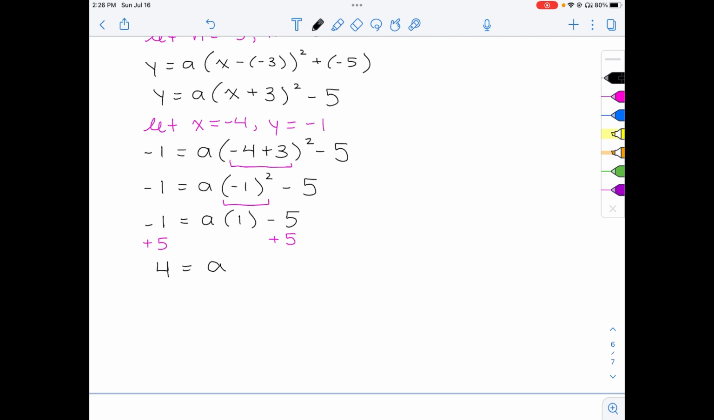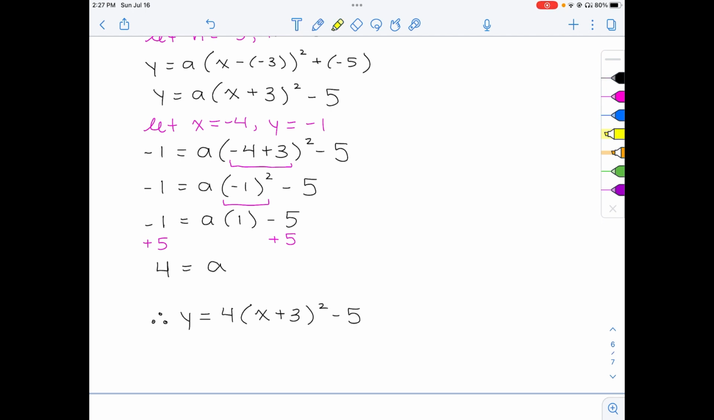Okay, in some cases, the number that you're multiplying by here is not going to be 1, so you would have to divide. I'll show another example like that, but in this case, we are already isolated for a, so a is equal to 4. So our last step is we just need to state the equation. So we can say, therefore, y equals 4 times (x plus 3) squared minus 5.